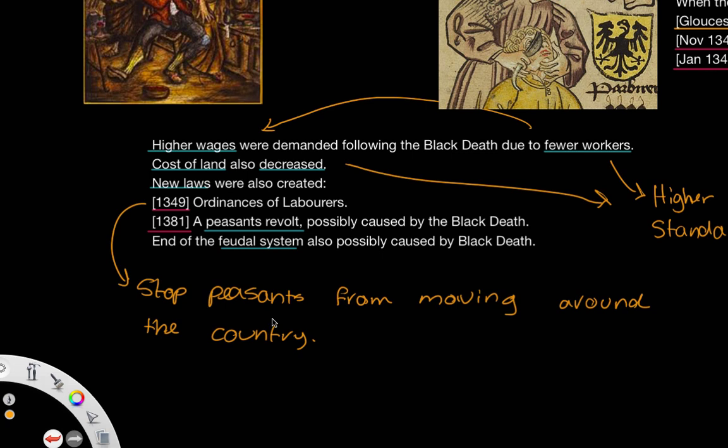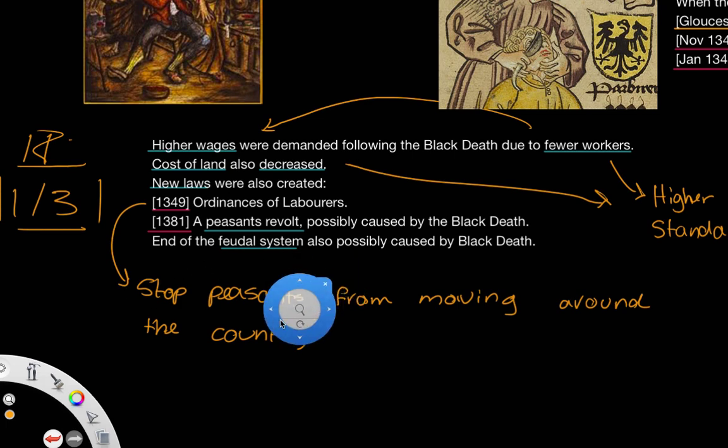And the reason why peasants could move around the country was because there were so few workers now, because a third of the population had died. I want to make that clear. One third of the population died in this horrendous event. So a third of the population means that the peasants are more free to do other things, and this leads to this trying to stop peasants from moving.